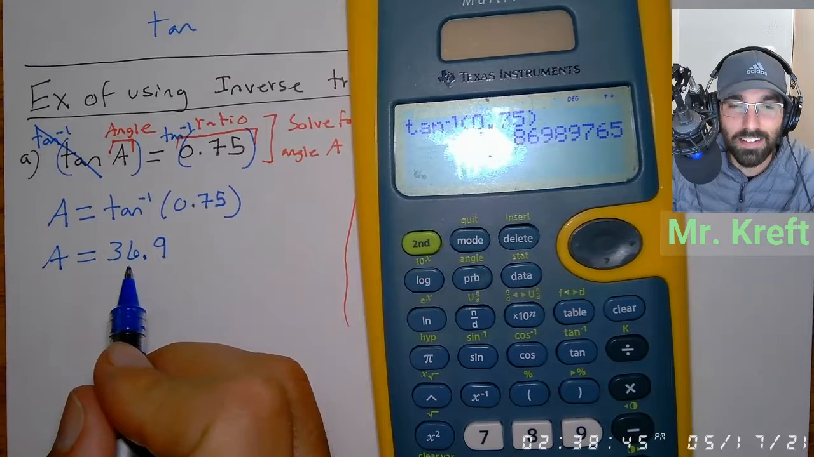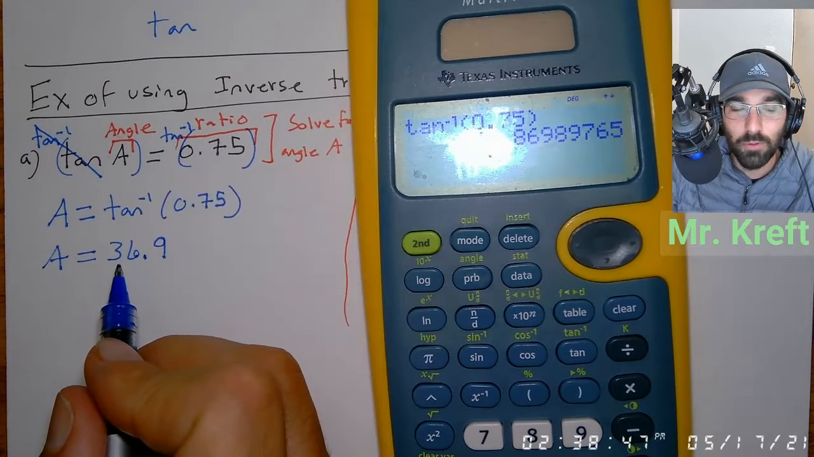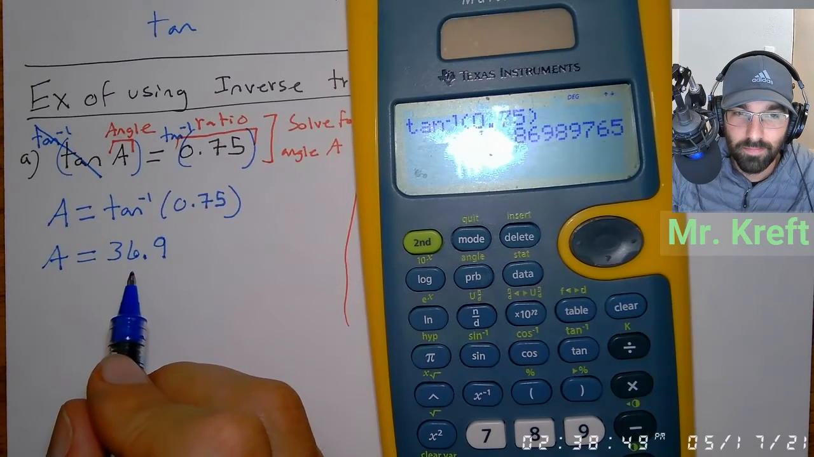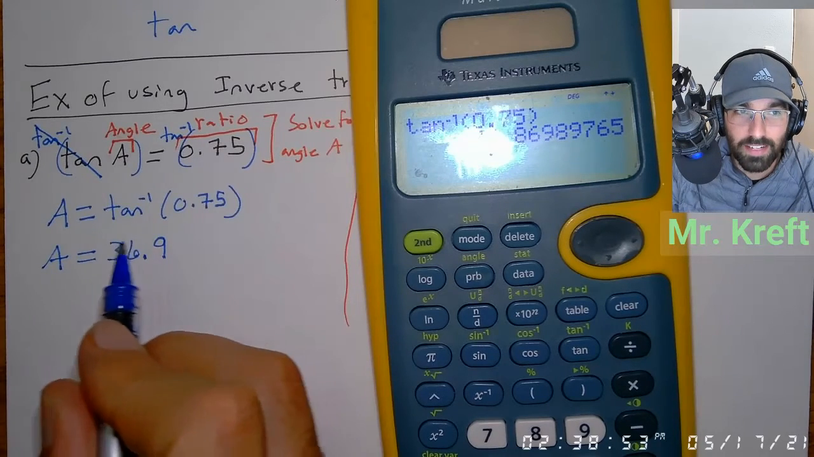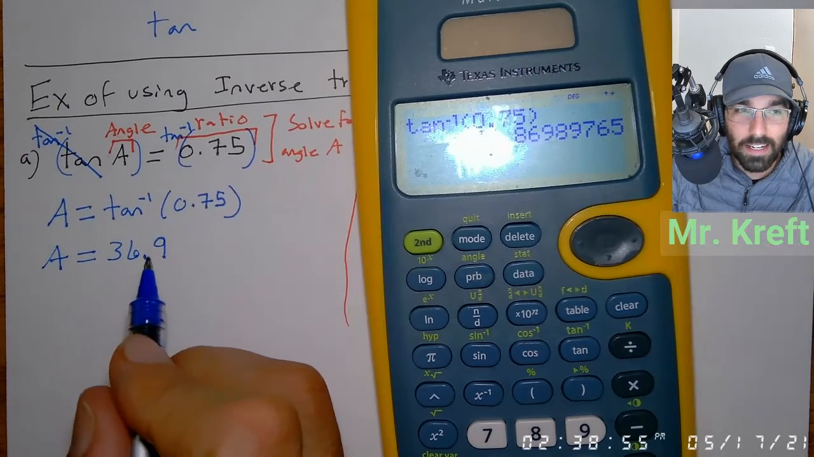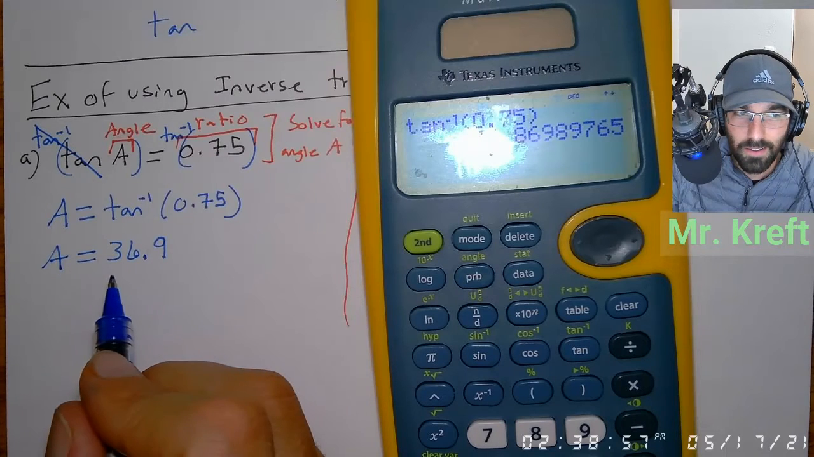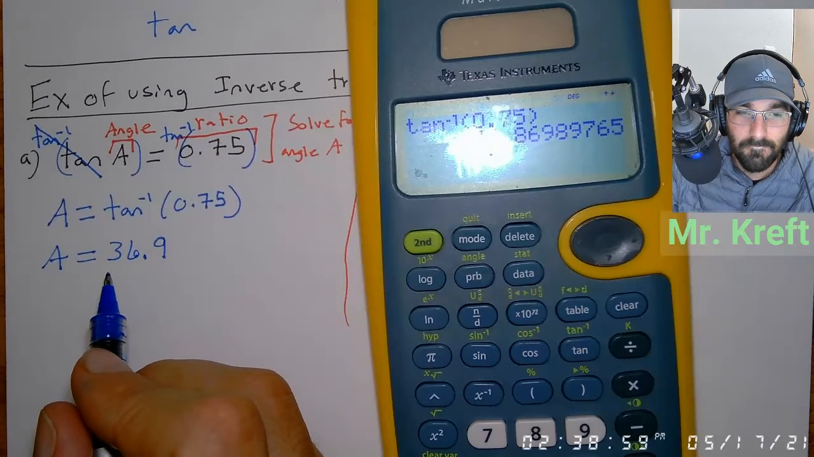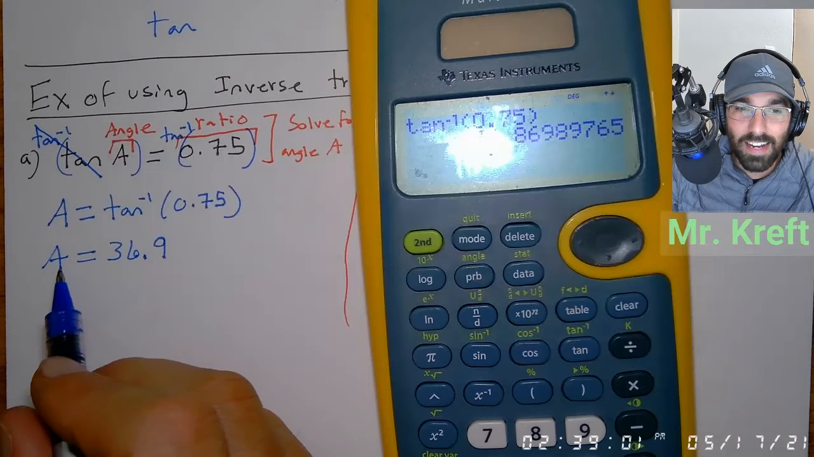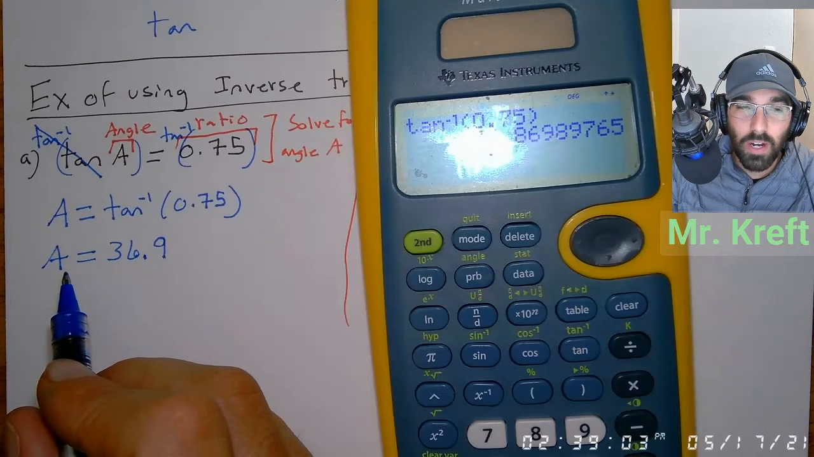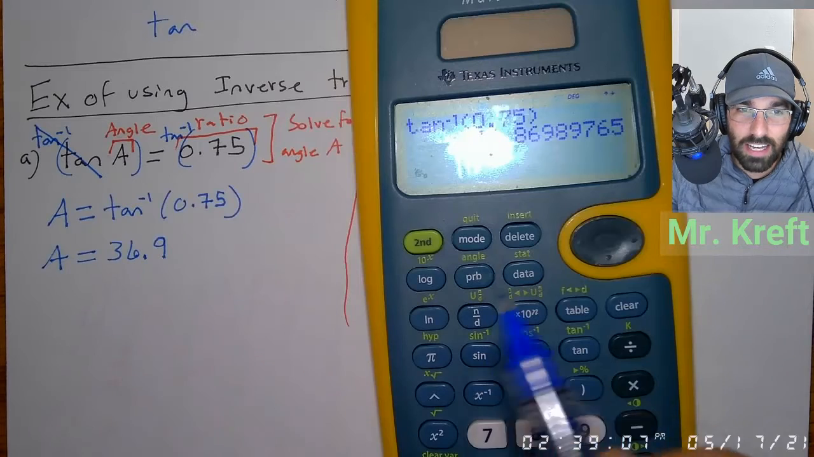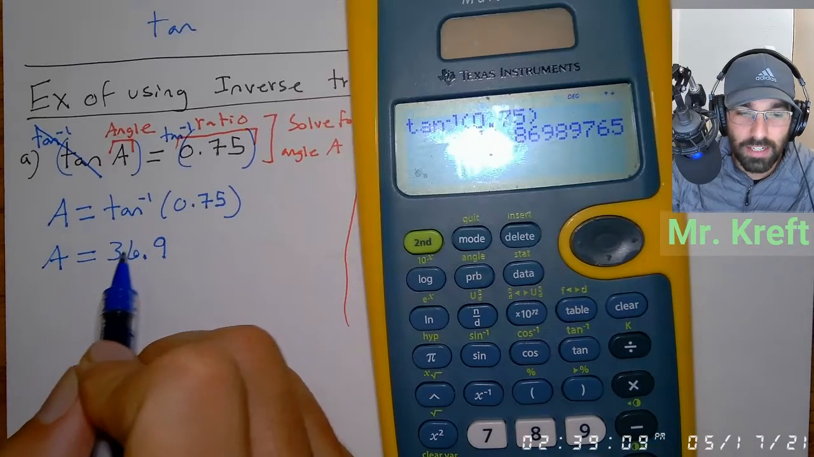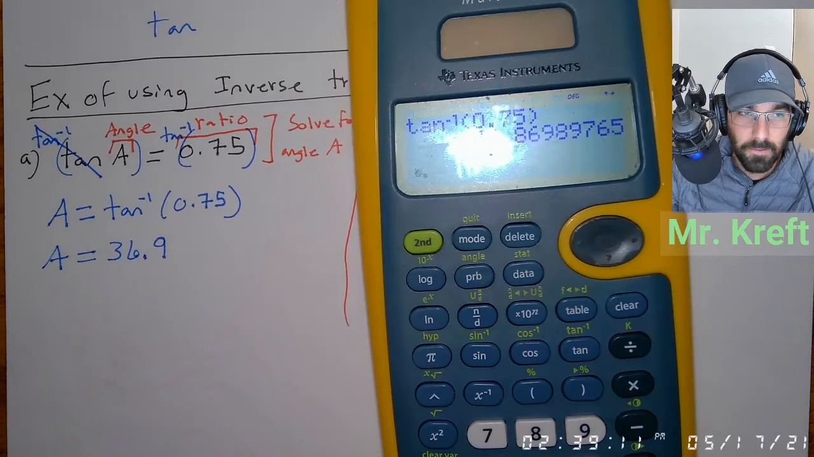If you write your answer like this, you are not getting full credit. So I just really want that to sink in. This is not a correct answer. Okay, and can anyone tell me why? This is an angle. And what unit should we be in right now? What unit is our calculator in? What unit do I need to add to this?